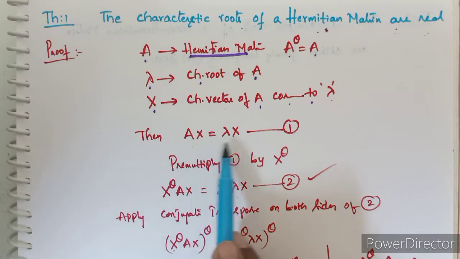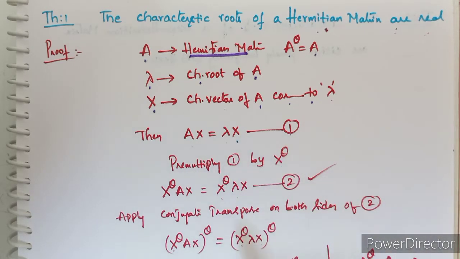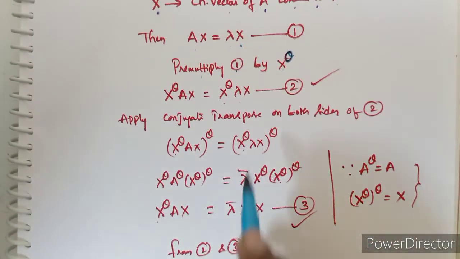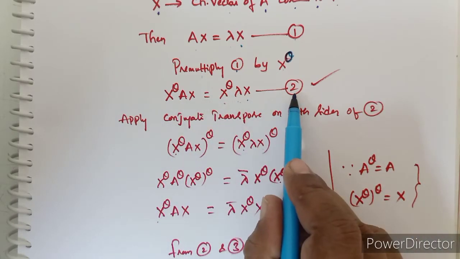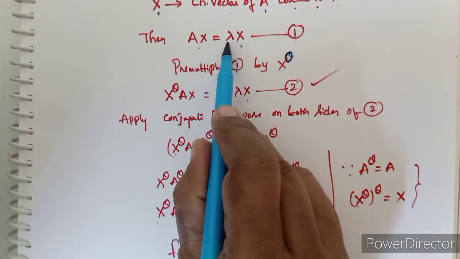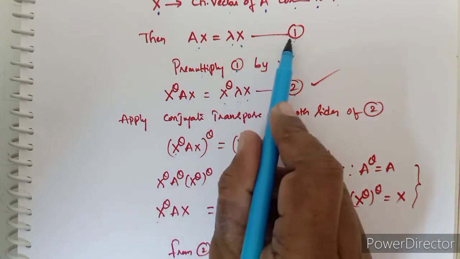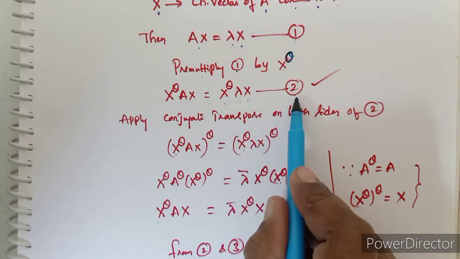Then A into X is equal to lambda into X. We take this as equation 1. Now we pre-multiply equation 1 by x power theta. X power theta into AX is equal to x power theta into lambda X. We consider this as equation 2. After pre-multiplying both sides of equation 1 by x power theta, we take this as equation 2.